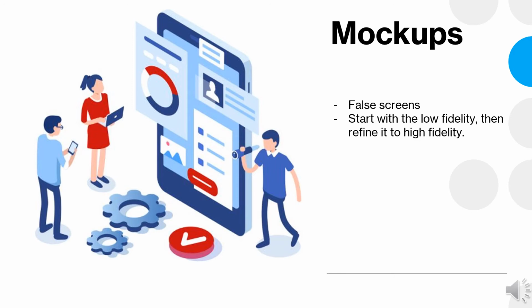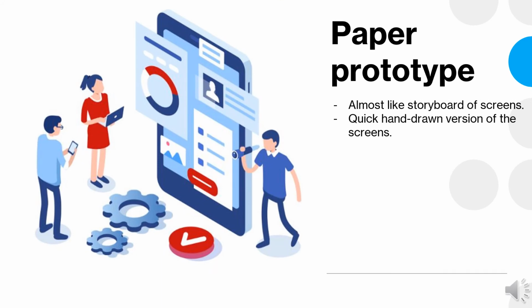You'll start with the basics, just draw random buttons and stuff on paper, which is low fidelity, and then you move on to high fidelity, where you need to use some design tools or products online like Figma and I think Adobe XD as well. An example of a mockup is a paper prototype, which is almost like a storyboard of screens, but these are low fidelity hand-drawn versions of the screens.